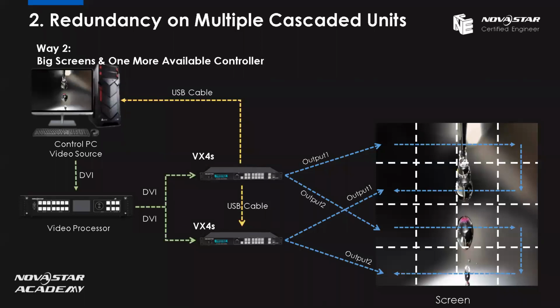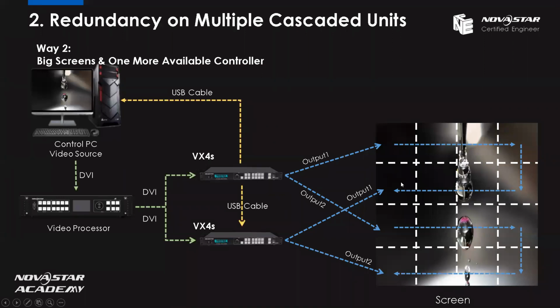So if we are using all the ports from the main controller, we are using the cascading. We use one more USB cable to cascade these 2 controllers. And for the second one, the redundancy controller, all the ports are to connect the last receiving card of the corresponding primary port of the first controller. Just like that. Let's see, the output 1 of the VX4S is controlling the top part of the LED screen.